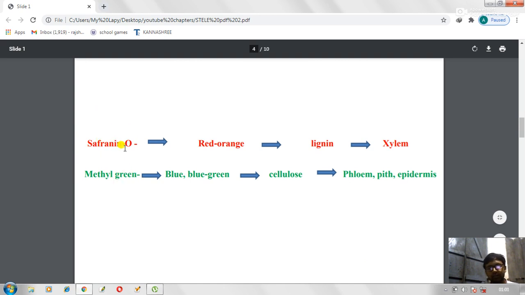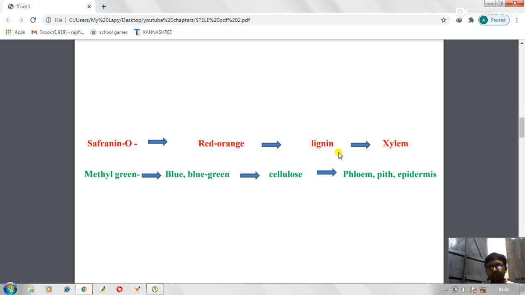Safranin stains the lignins and dead tissues like xylems red-orange in color, and tissues containing lignin and suberin, dead tissues, are stained by safranin. Methyl green especially stains the cellulose-containing phloem, pith, and epidermis, the living cells. So you have to understand and remember what safranin is used for and what methyl green is used for, why these two stain systems are used.